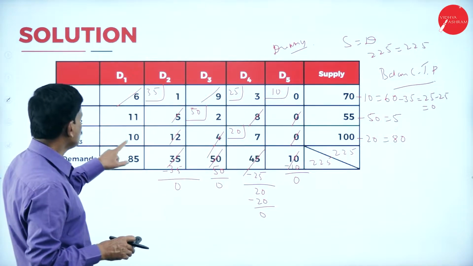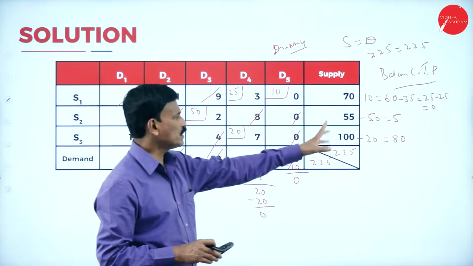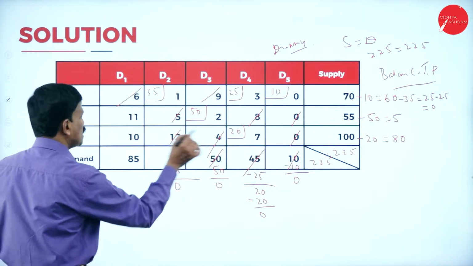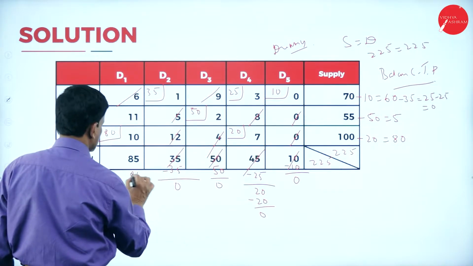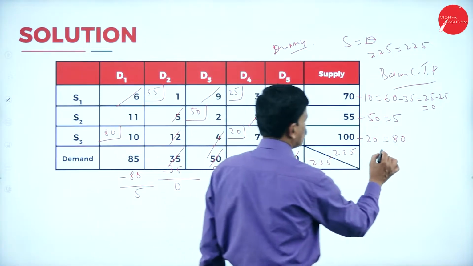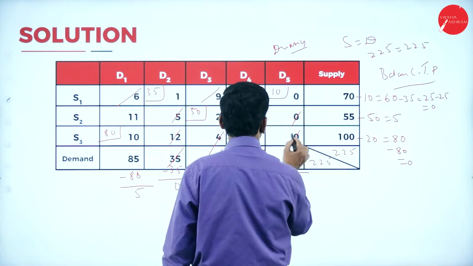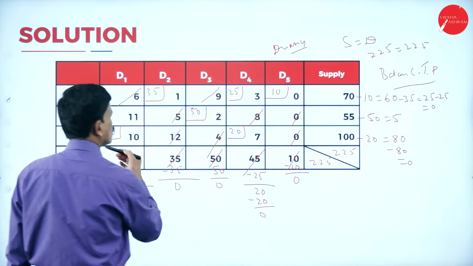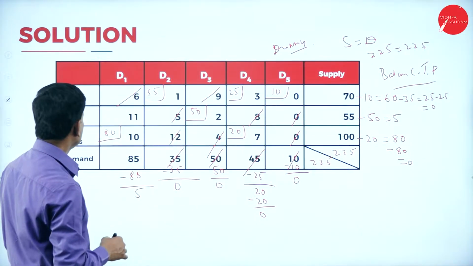Corresponding to 10, what is the demand and supply? Demand is 85 and the supply is 80. Which is the least value? 80 is the least value. We can allocate 80 here. So you can subtract 80. What will you get? 5 is the remainder. If you subtract 80 from this, it is equal to 0. Once this becomes 0, we can cancel all the elements. Everything is already cancelled here, so no need to cancel.